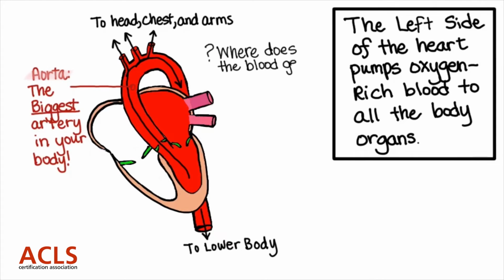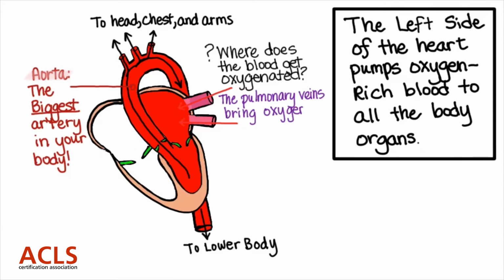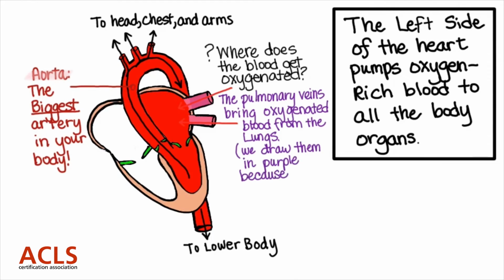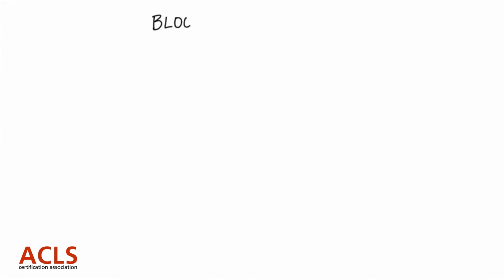But where does this oxygenated blood come from? It comes from the pulmonary veins. These oxygenated veins bring blood from the lungs. And if you're wondering why they're purple, well, we draw them in purple because veins are typically deoxygenated. This is an exception in your body because it is a blood vessel going back to the heart. But what happens to that blood once it's in the aorta? Well, let's take a look at the different kinds of systemic blood vessels.